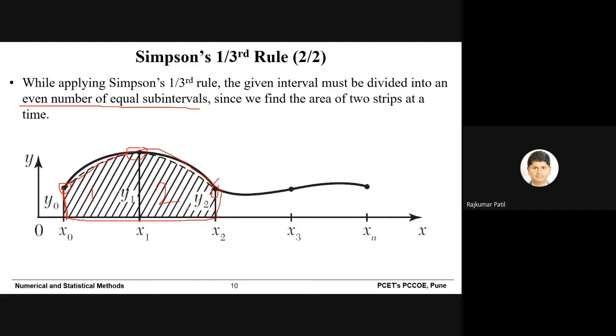Otherwise, what will happen if the number of intervals are odd? Then at last there will be only one trapezoid. So for a single trapezoid, we cannot apply the rule. So that's why you must consider this point. That is, whenever you are applying Simpson's one-third rule, divide the whole area into even number of sub areas or even number of equal sub intervals. So this is very important case in this case.